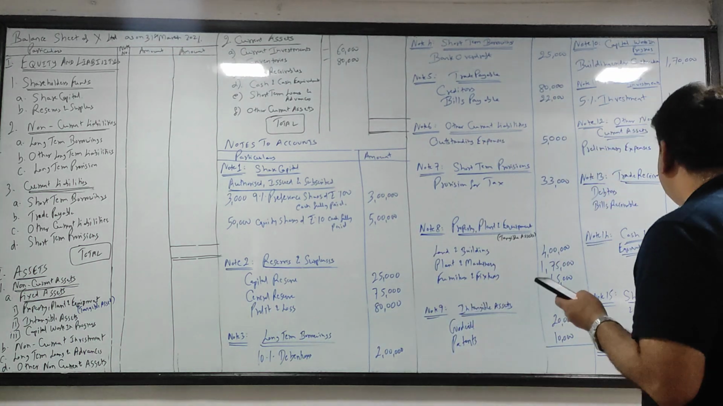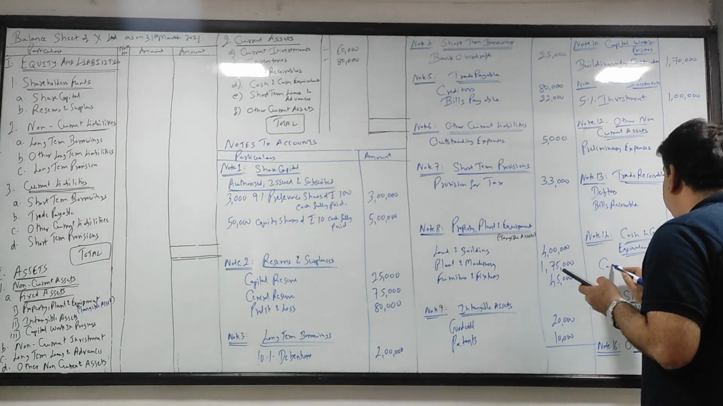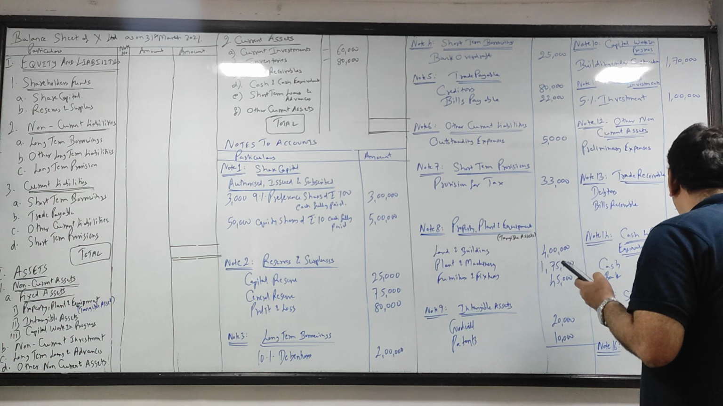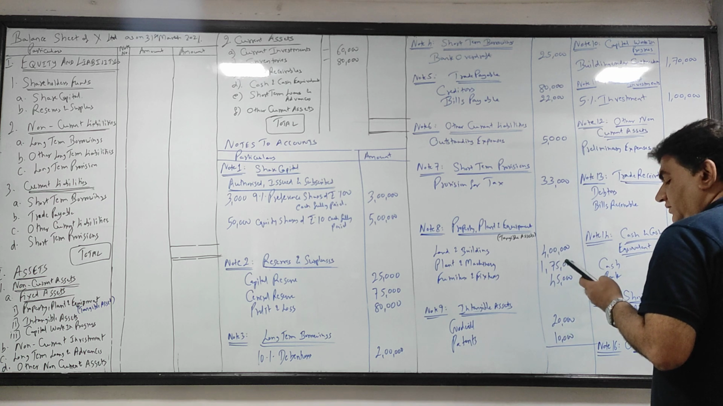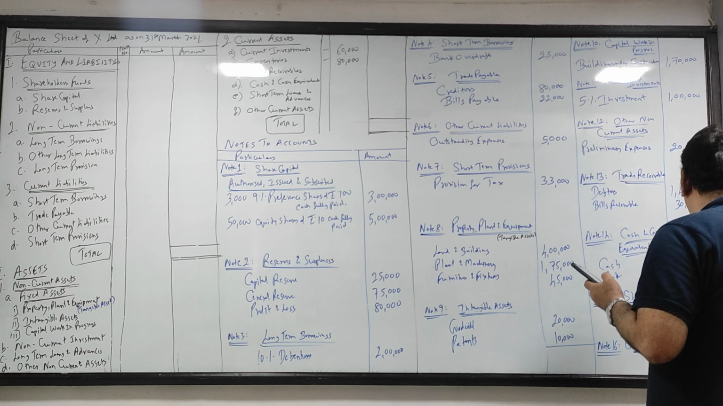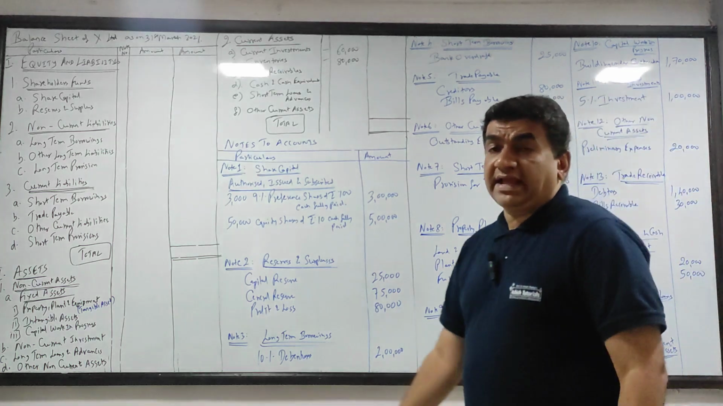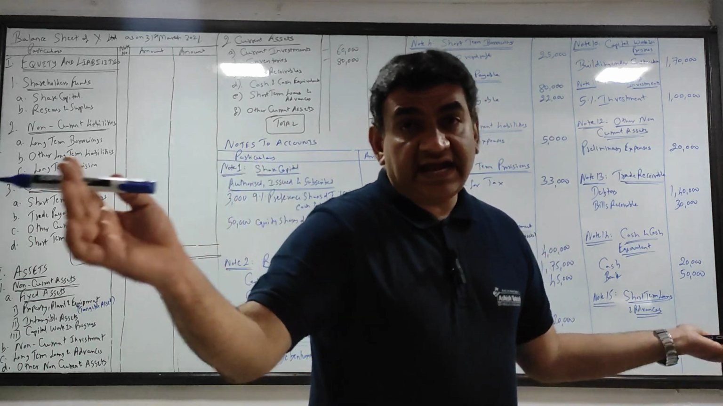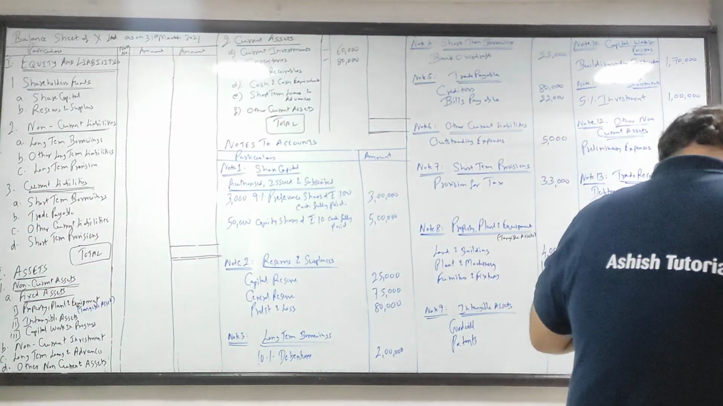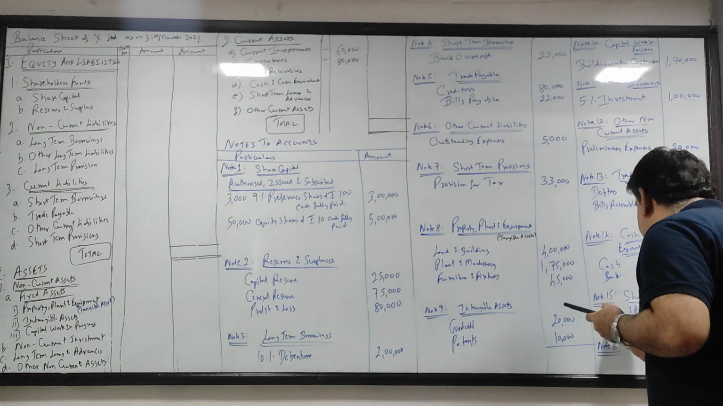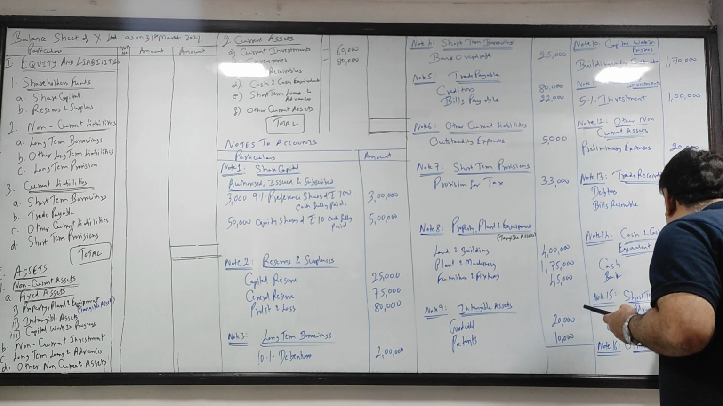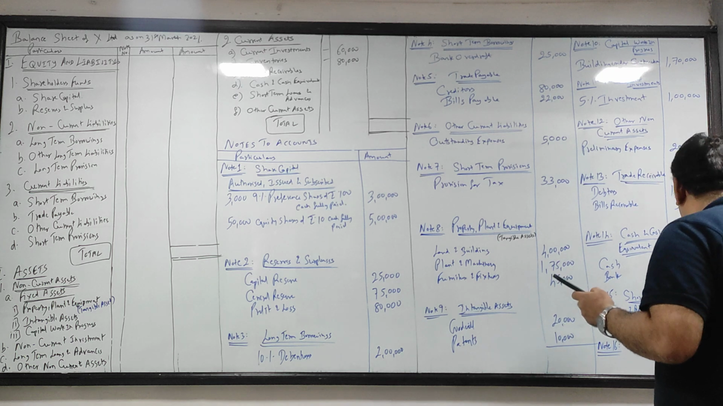Cash and bank will be a part of cash and cash equivalents. Cash 20,000, bank 50,000. Prepaid expense, I discussed: expense paid in advance will be a part of short-term loans and advances. So prepaid expenses are 5,000.